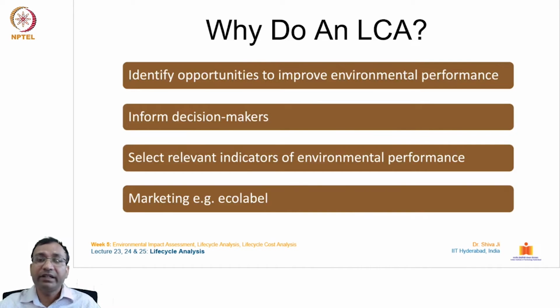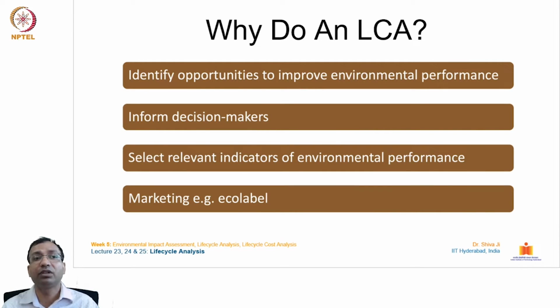Why do we need LCA? There are simple reasons. The first one is to identify the opportunity areas to improve the environmental performance of that particular product, because we clearly saw the impacts are possible at any stage of the product life cycle. So we must be aware of what those impacts are and how they take place, so that we can minimize them, get rid of them completely if possible, or at least work on them.